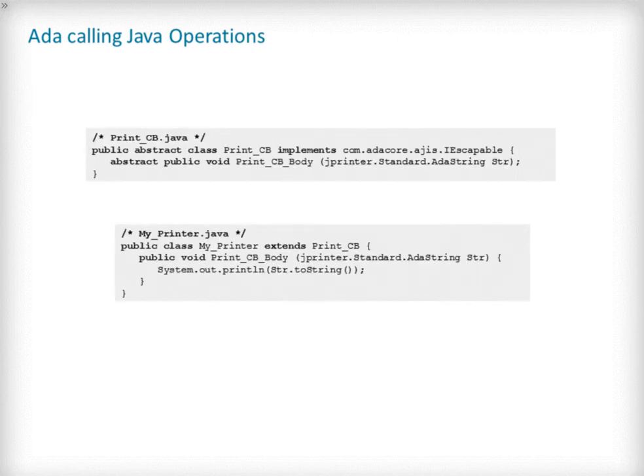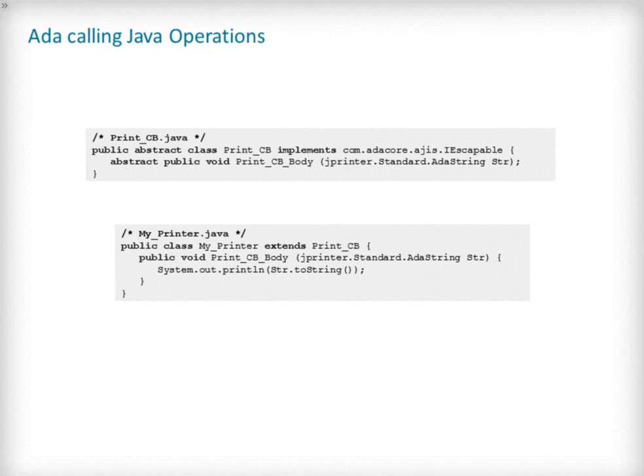It does this by creating an abstract Java class with an abstract operation that will be called by the Java binding to our callback Ada subprogram. Here we have extended the printCB class and implemented the abstract printCB body operation. The implementation converts the string parameter from an Ada string to a Java string and displays it on the console.